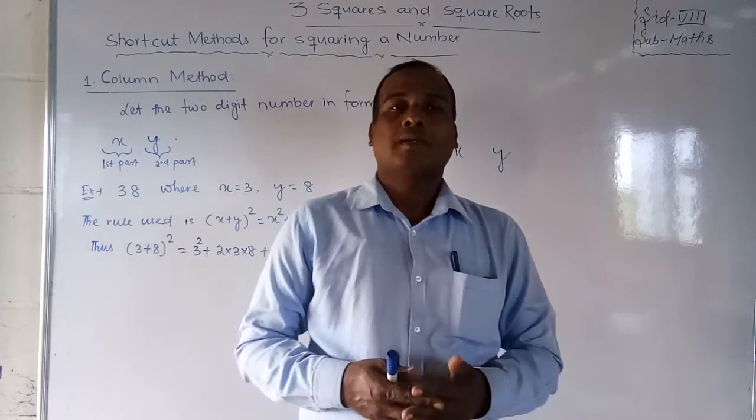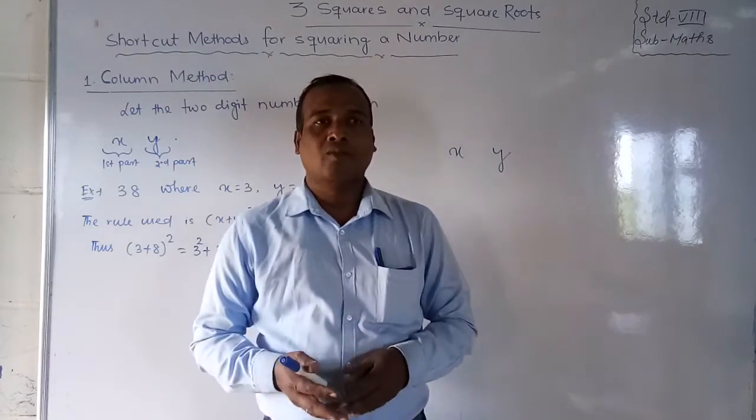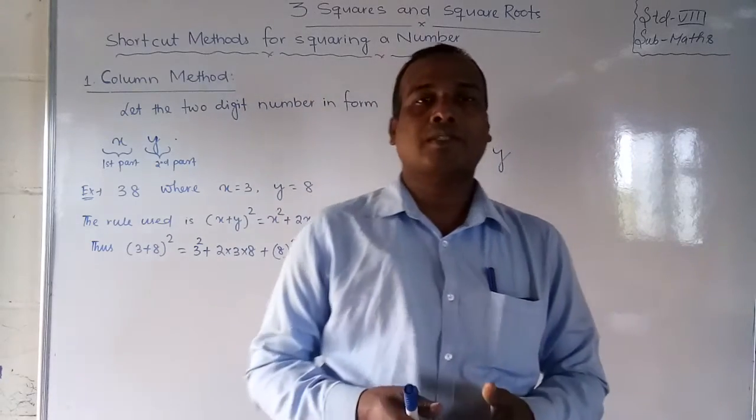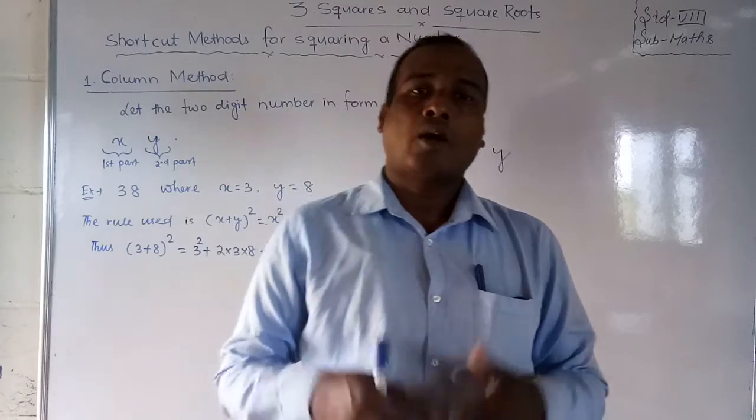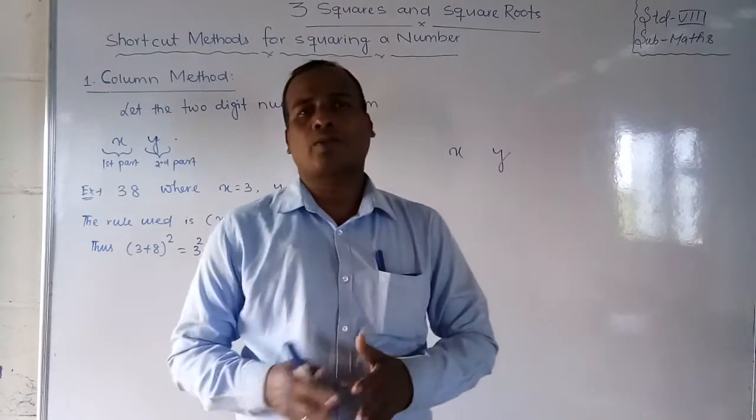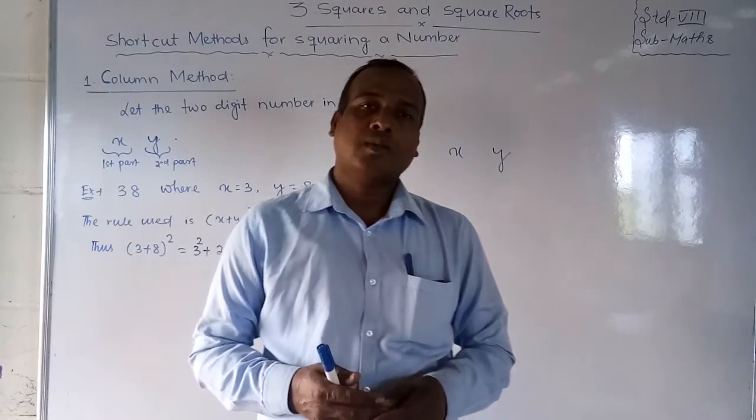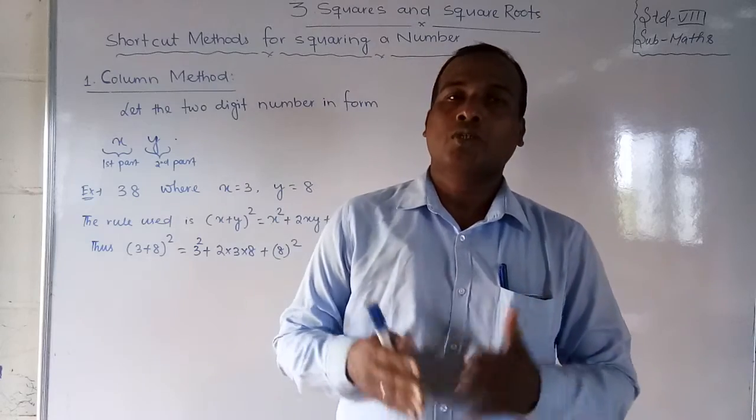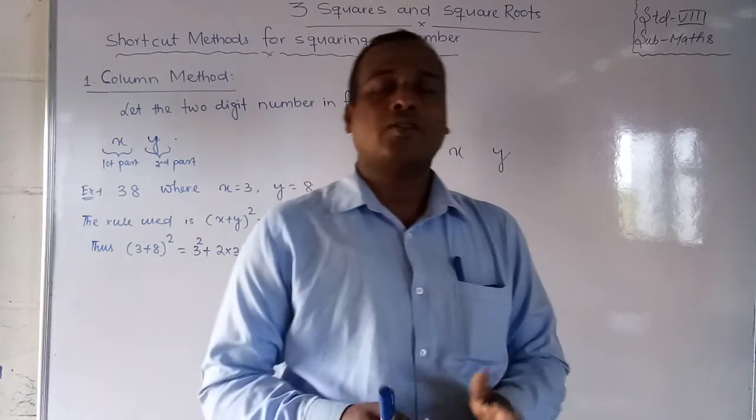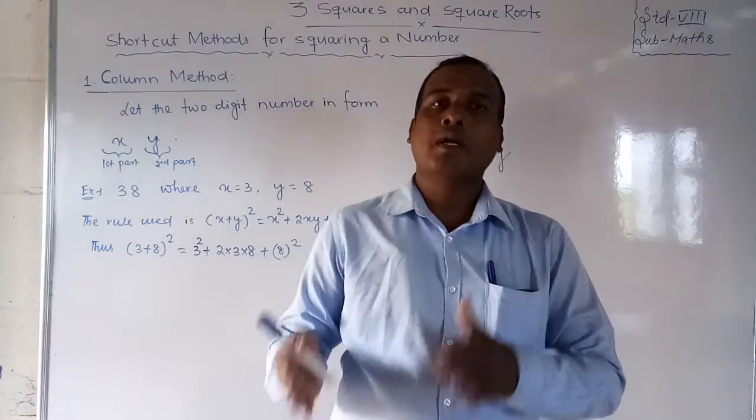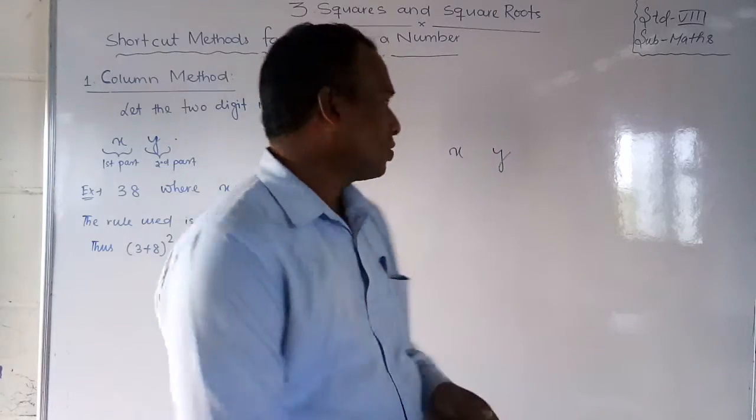There are many shortcut methods: the column method, the diagonal method, and the observation method. Today we are going to discuss the column method. So how do we find the square of a number using the column method?